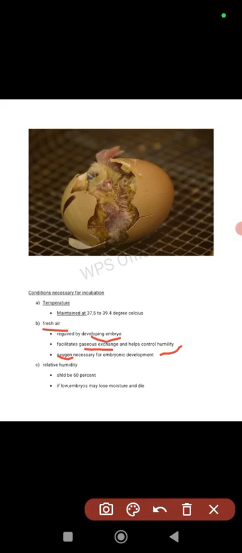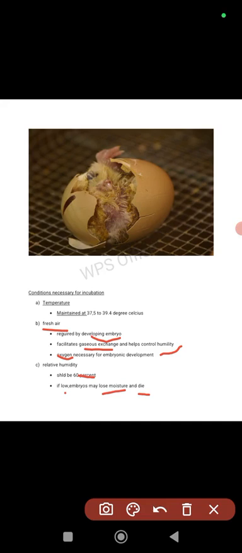Another condition is relative humidity. Relative humidity should be about 60%. If the humidity is low, the embryos may lose moisture and die. So losing moisture and dying is very much important to note.